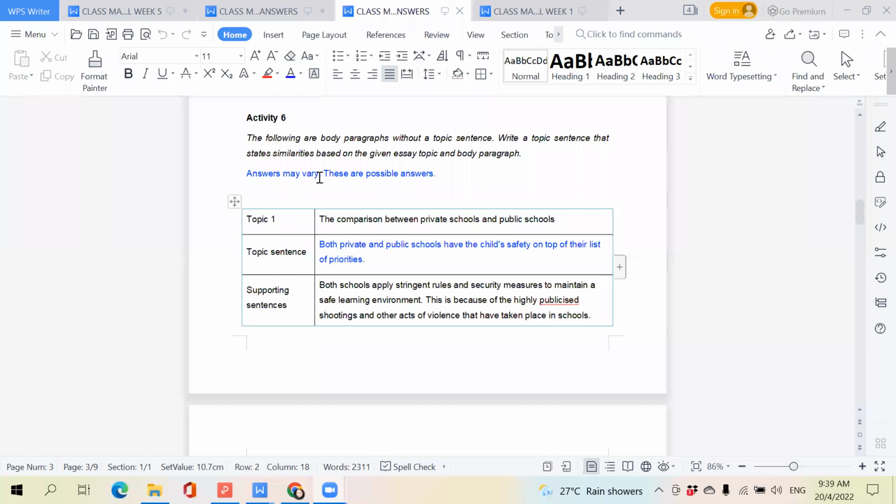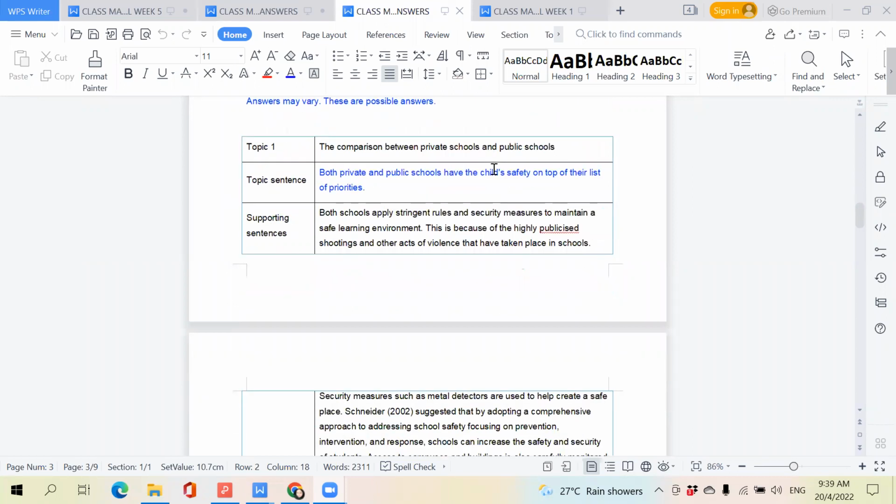Okay, let's go to activity 6. Now, following are body paragraphs without a topic sentence, and it wants you to write a topic sentence that states the similarities based on the given essay's topic and body paragraph. Okay, so let's see. Topic number 1. It says the comparison between private schools and public schools.